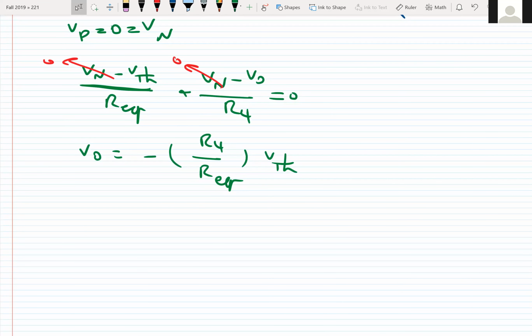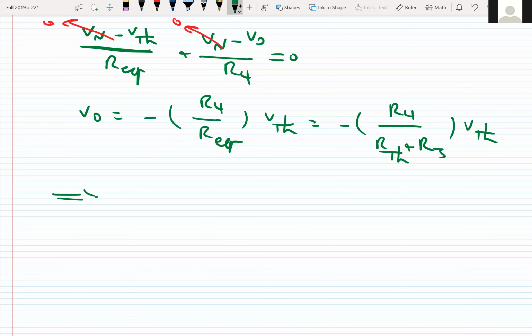It's equal to negative R4 over R Thevenin plus R3, times V Thevenin. As a result, VO is equal to negative that.